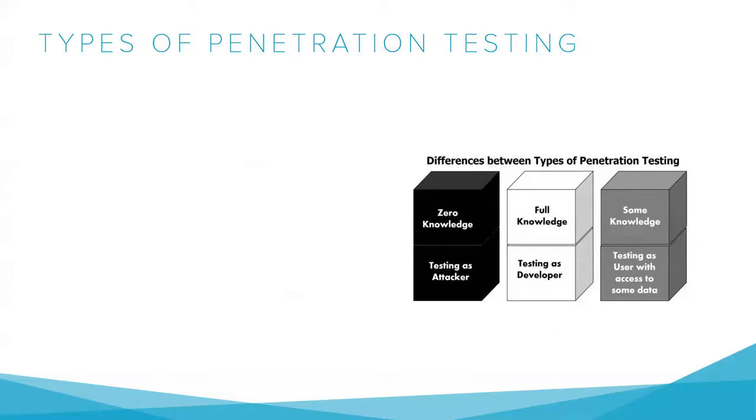What are the types of penetration testing? Penetration testing includes black box, white box and gray box penetration test. Black box penetration testing. This is typically the least expensive option. The testing analyst receives no background information. The black box most closely resembles a real hacker's experience.